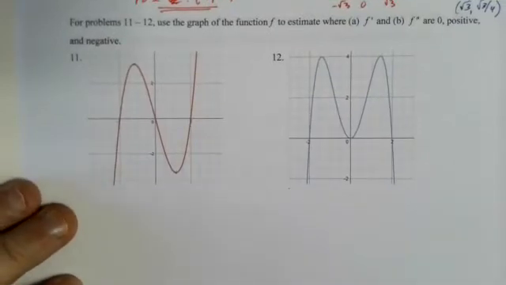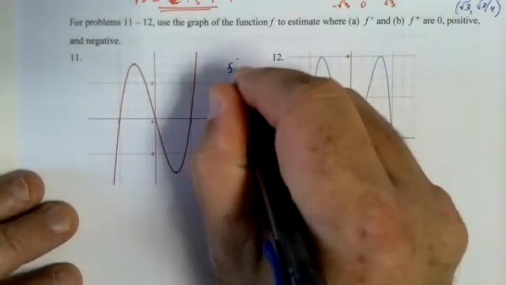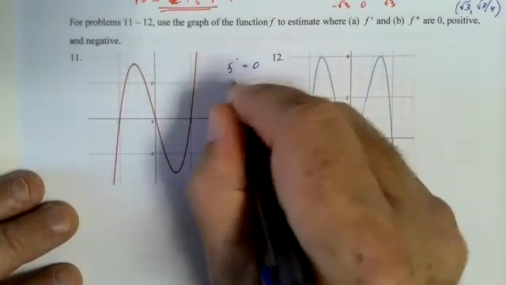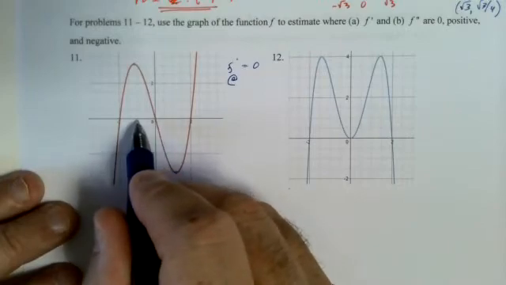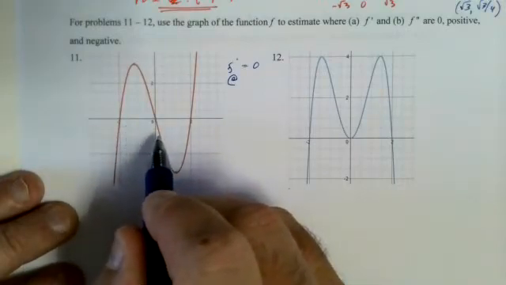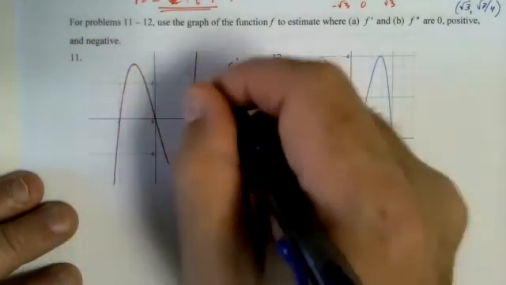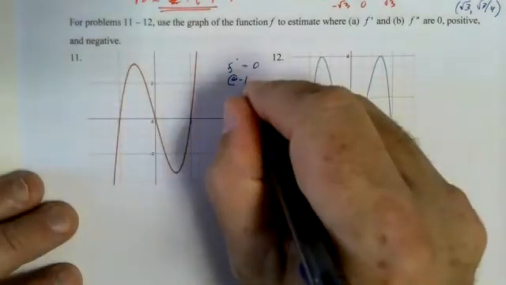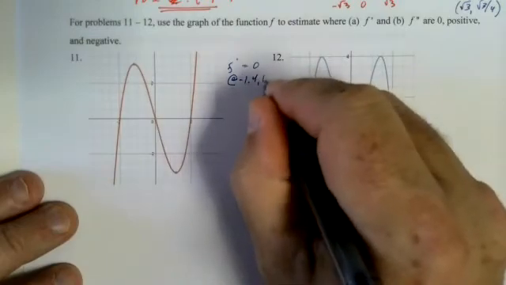Use the graph of the function f to estimate f prime and f double prime, where they are 0, positive, and negative. Okay, so this is the graph of the function. So f prime equals 0 at, that's -2, so careful, -1.4-ish. And that's 2, 1, 1.4.